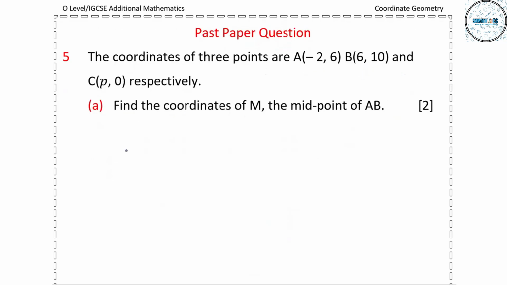Let's do a past paper question in which the coordinates of 3 points are A, minus 2, comma 6, B, 6, comma 10, and C, p, comma 0 respectively. We have to find the coordinates of M, the midpoint of AB.